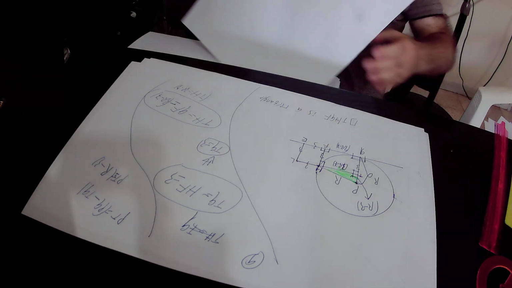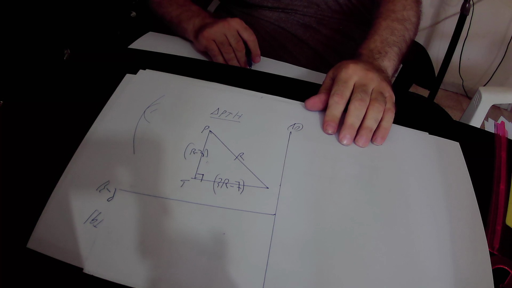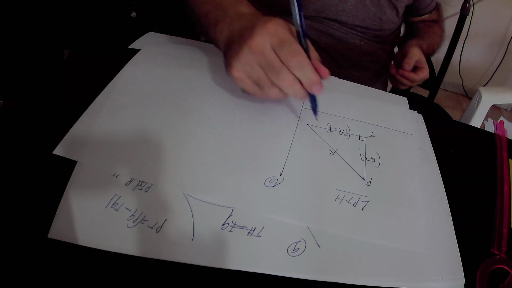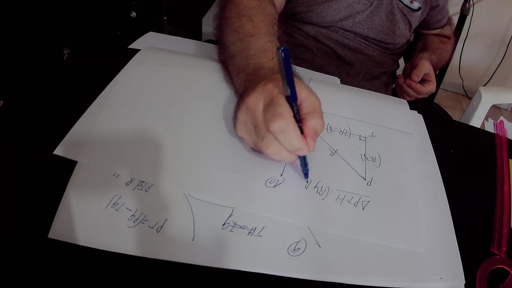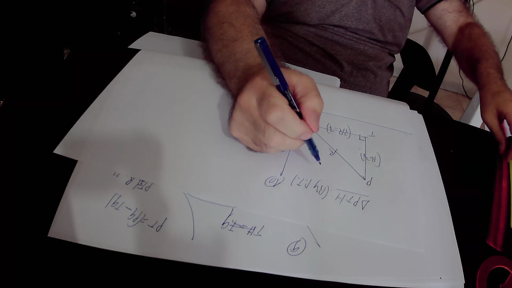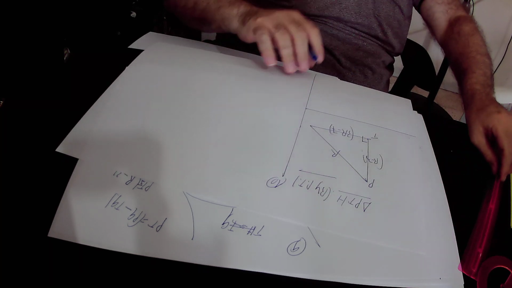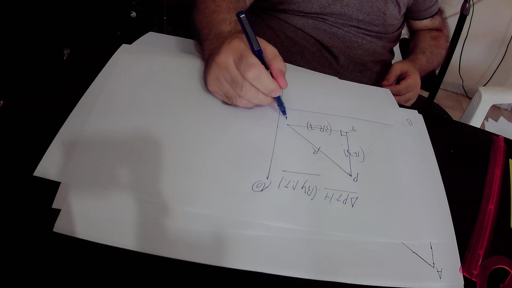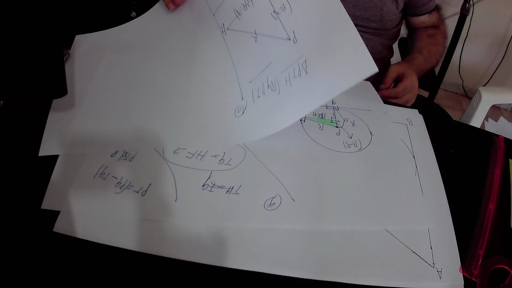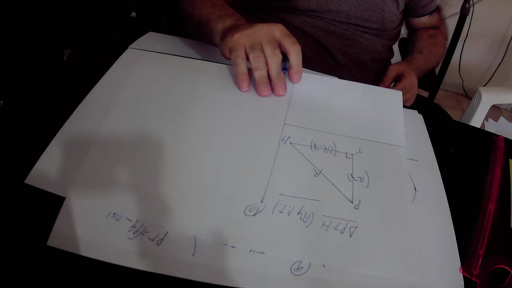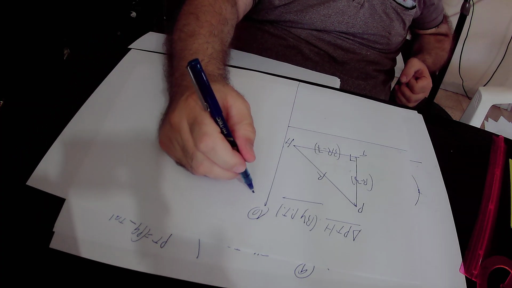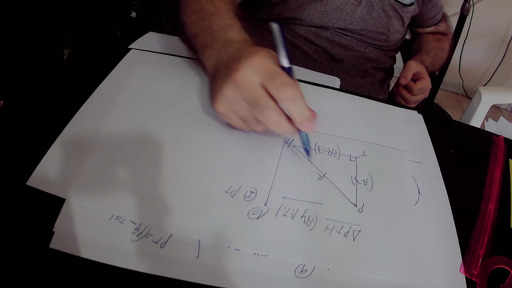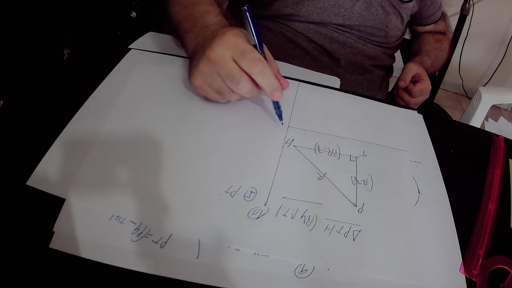So this is the right triangle PTH that is coming from the original drawing. So here we apply the Pythagoras theorem. According to the Pythagoras theorem, the square of the hypotenuse equals the sum of the squares of the perpendiculars. The hypotenuse is PH, therefore the square of the hypotenuse is PH squared.